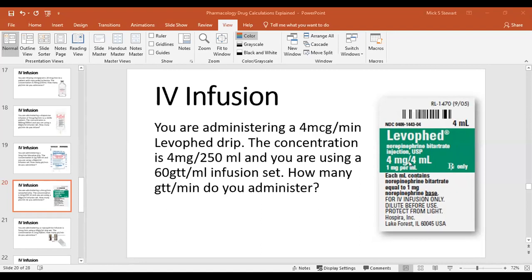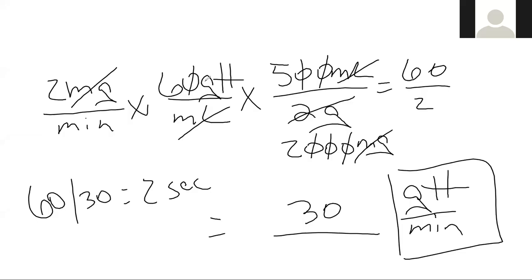Okay, so we're going to mix this. The little label I've got here is from a vial. It's not from an actual bag of a solution. So we're going to say that we've got 400 milligrams mixed in 250 mLs. You're going to be using a 60 drop set. Remember, you may get drug in a vial and you may have to mix your own drug. It's usually cheaper that way. So depending on your agency, they may be requiring you to mix your own medication.